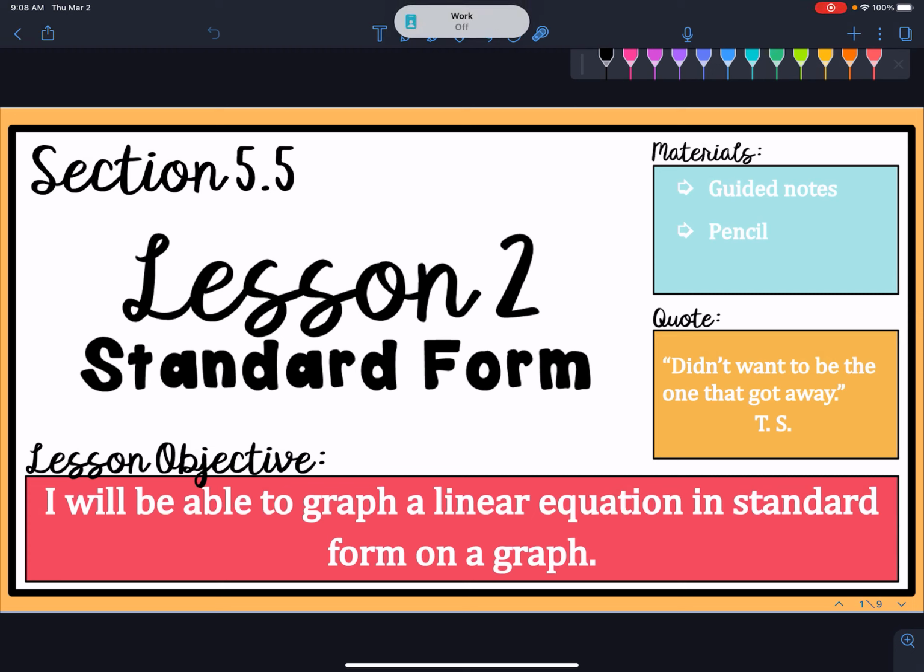Hi everyone, today we are continuing on in section 5.5, lesson 2, standard form. You will need your guided notes, a pencil, and I also really recommend a ruler and maybe a calculator to help you. Our lesson objective for the day is that I will be able to graph a linear equation in standard form on a graph.